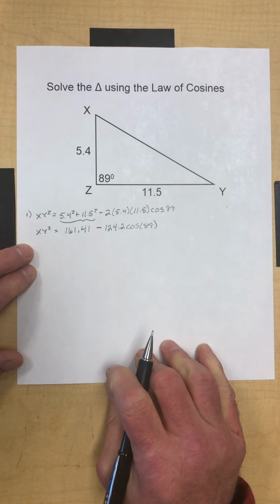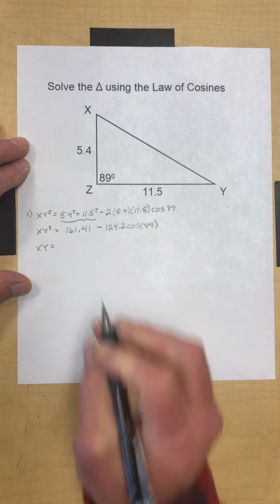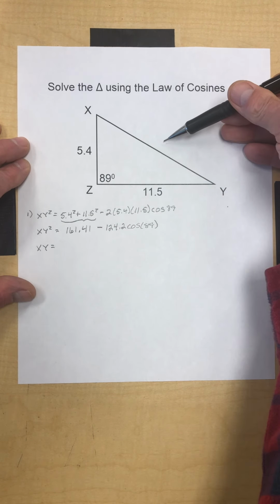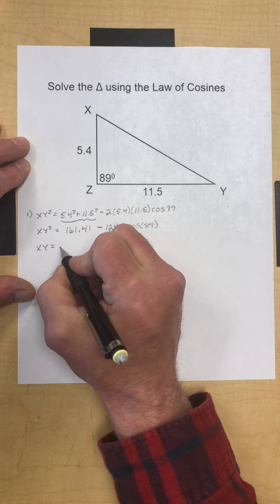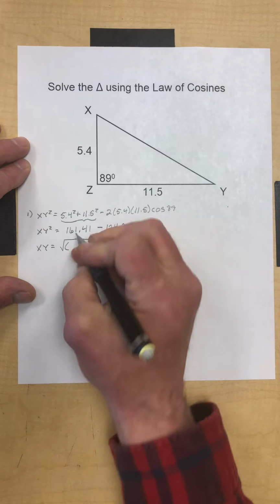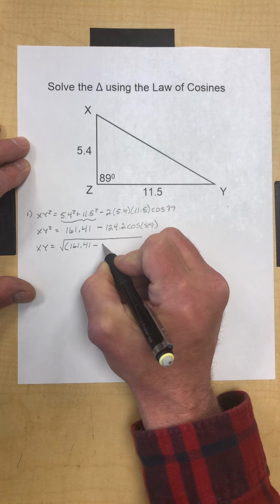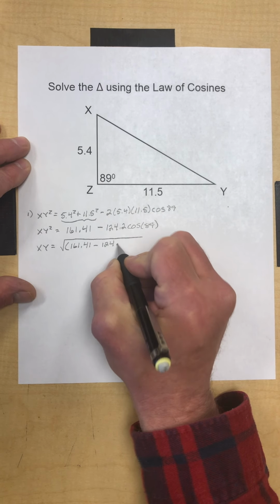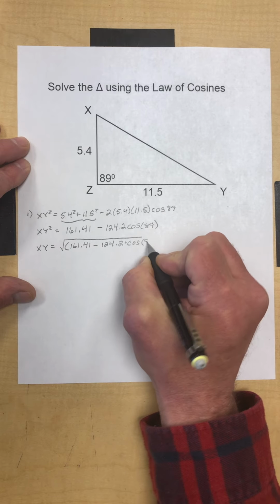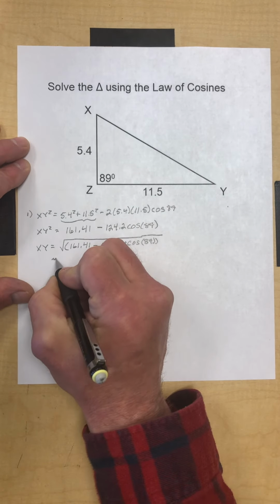Okay, so I need xy. So let's just take the square root. Okay, and remember, I would have a positive negative square root, but I don't want the negative one because I'm looking for a side length, so it has to be positive. All right, so square root of 161.41 minus 124.2 times the cosine of 89 degrees. And I just punch that into my calculator.